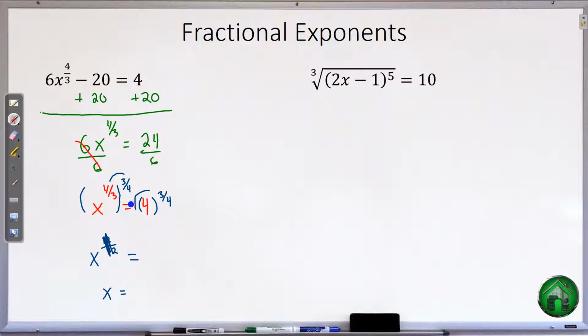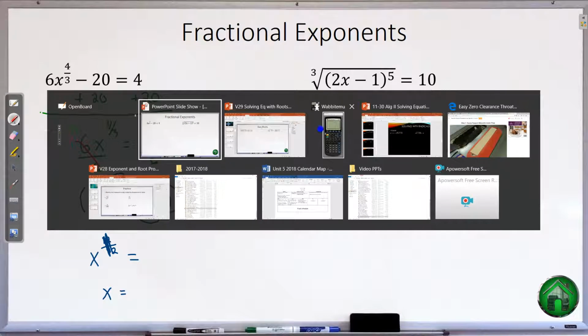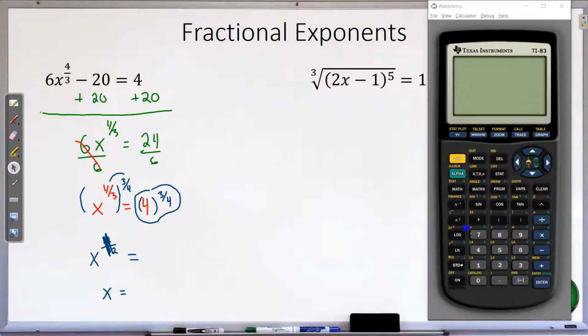And now this is mostly a job for the calculator. I think I made this one work out really nice, but it is just a calculator task. So let's pull up the calculator here and do 4 raised to the power, now make sure you use parentheses, 3 divided by 4. So we're doing 4 to the 3/4. I didn't make it work out nicely. It is 2.828, oh well. Good thing we have a calculator there. 2.828.